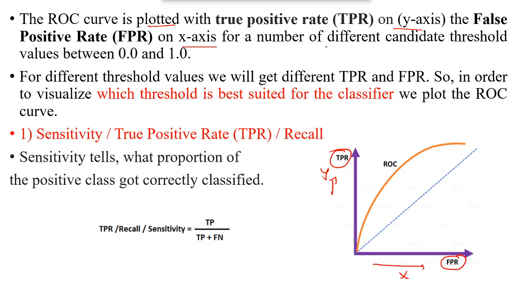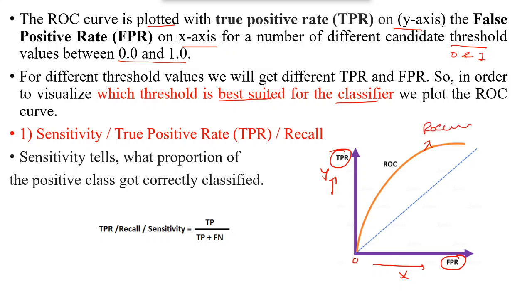There are a number of different threshold values between 0 and 1. For different threshold values, we will get different true positive rates and false positive rates. In order to visualize which threshold is the best suited for the classifier, we plot the ROC curve. So this is the ROC curve.